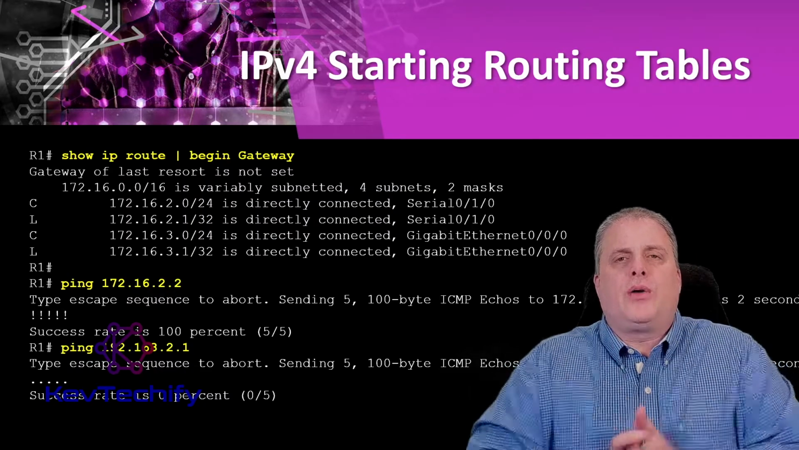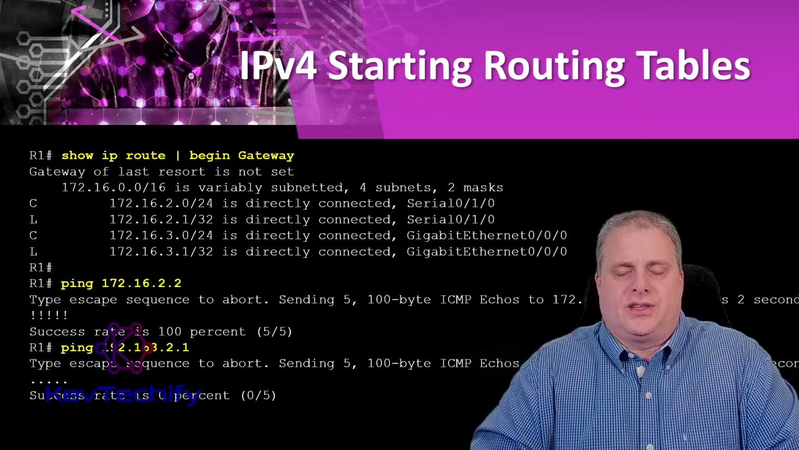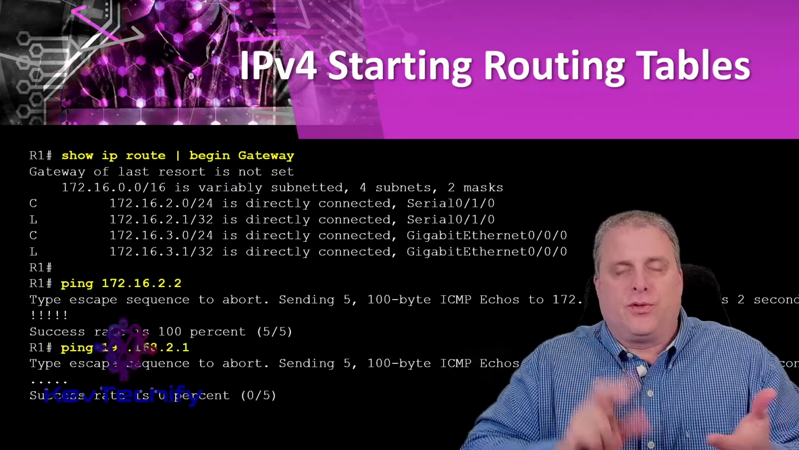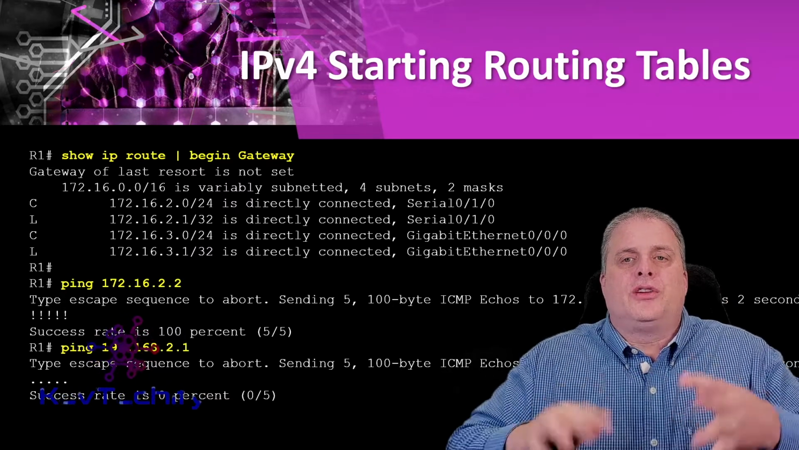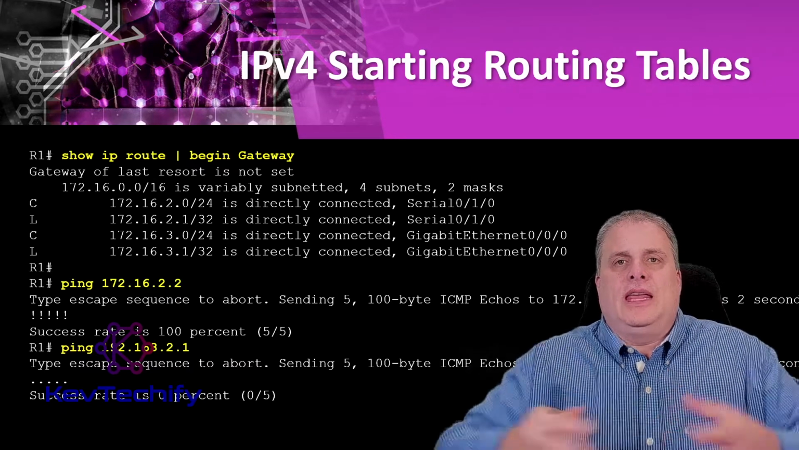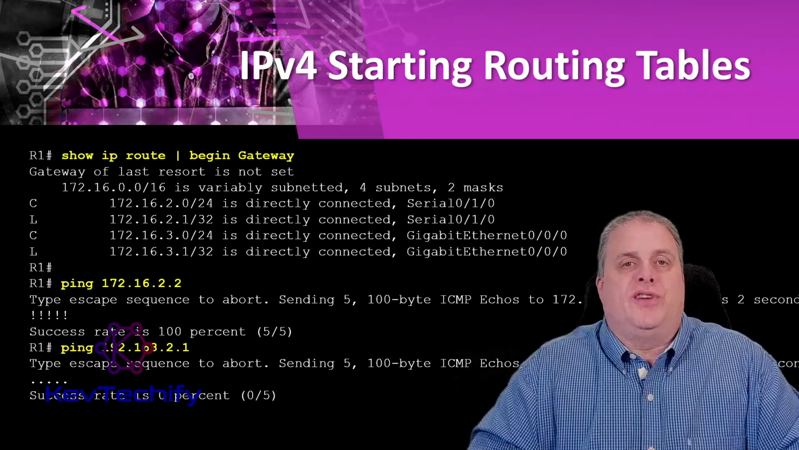When we start up our router and we start configuring interfaces, before we do any configuring, before we do static routes, before we do any dynamic routes, there's a starting routing table. And they base that off of the interfaces that you configured.